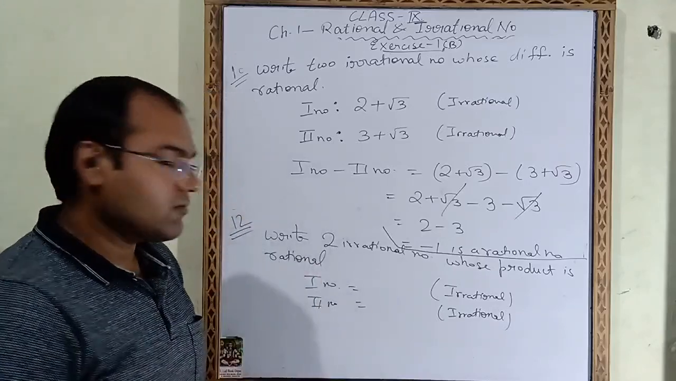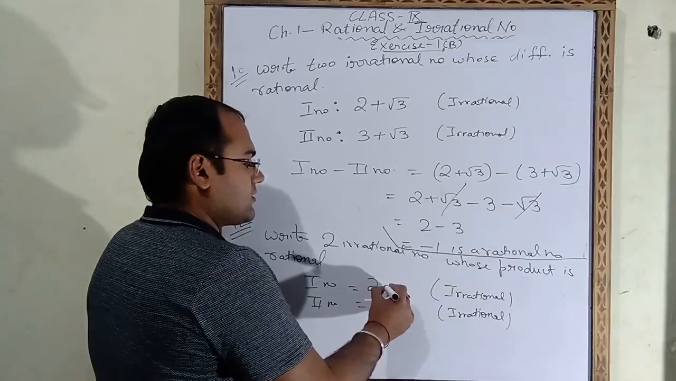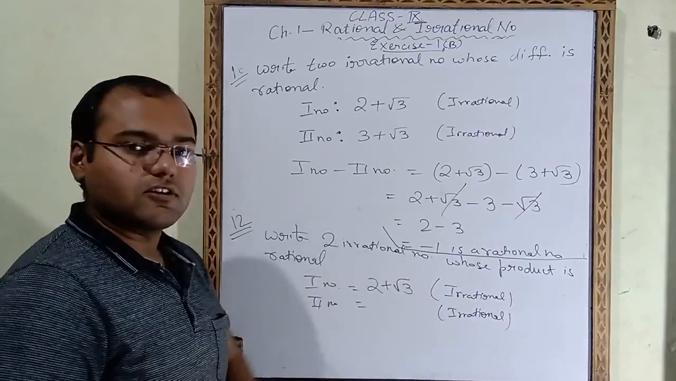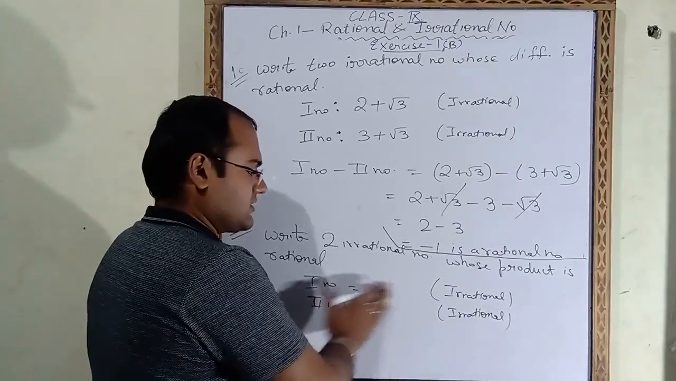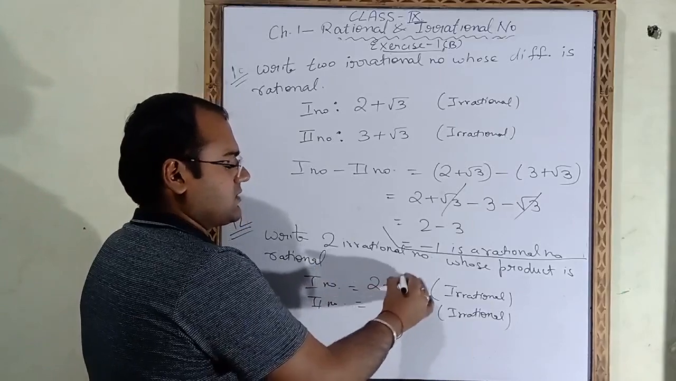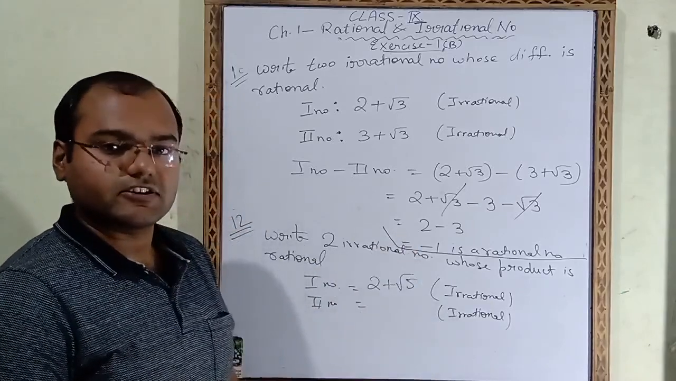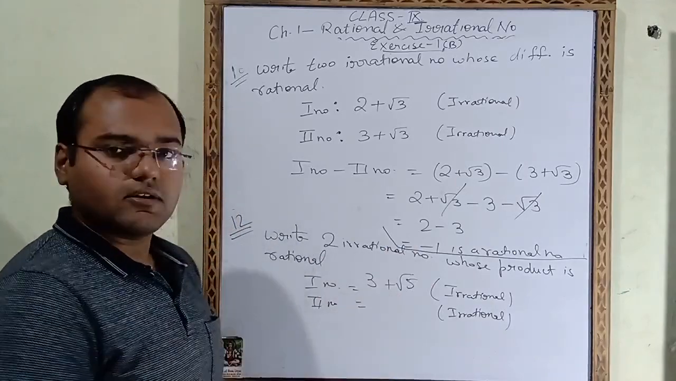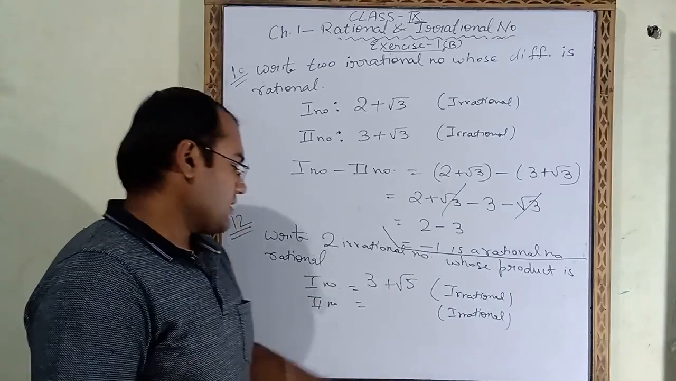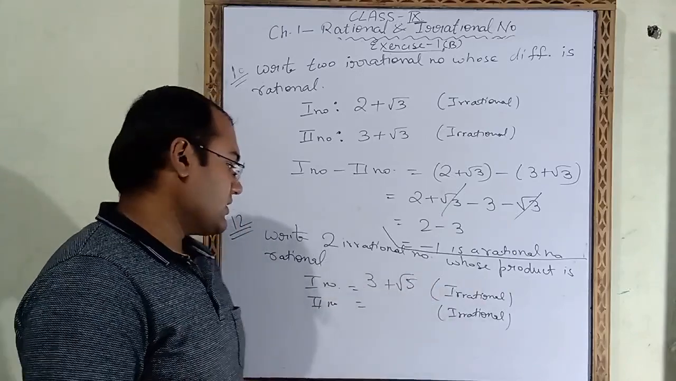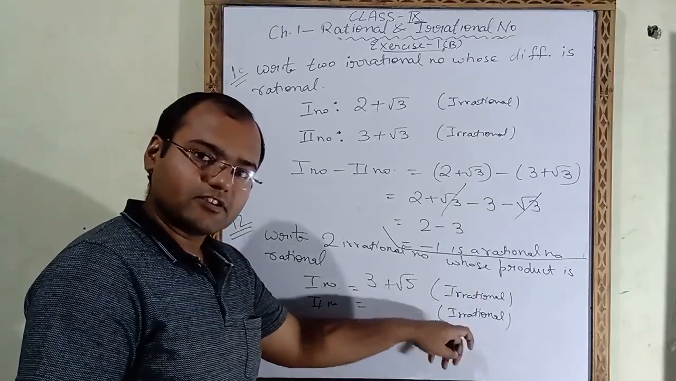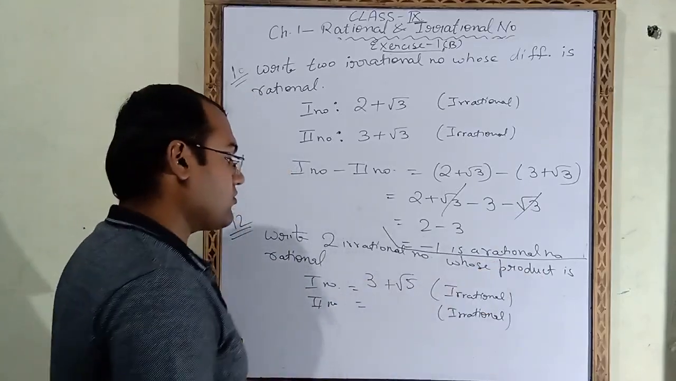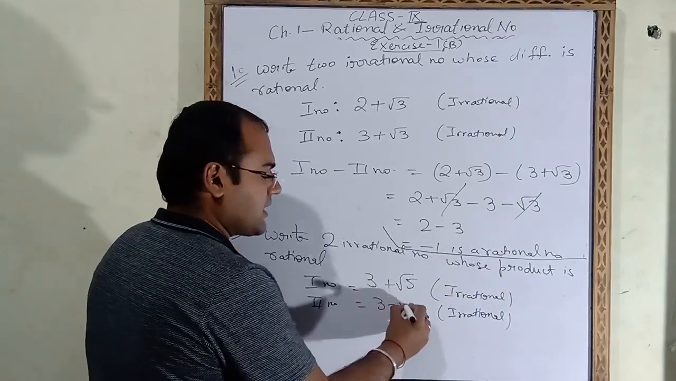So in this case what you have to do, we will take first number 2 plus root 3. Suppose I am taking 2 plus root 3. Any number we can take, it is not compulsory. Suppose I am taking 2 plus root 5. This is also an irrational number, or root 3 or 3 plus root 5. We can take any number. So this is the first number and it is irrational. Second number also we need irrational, but we have to bring the product rational. Now in this case you have to take opposite sign number, 3 minus root 5.